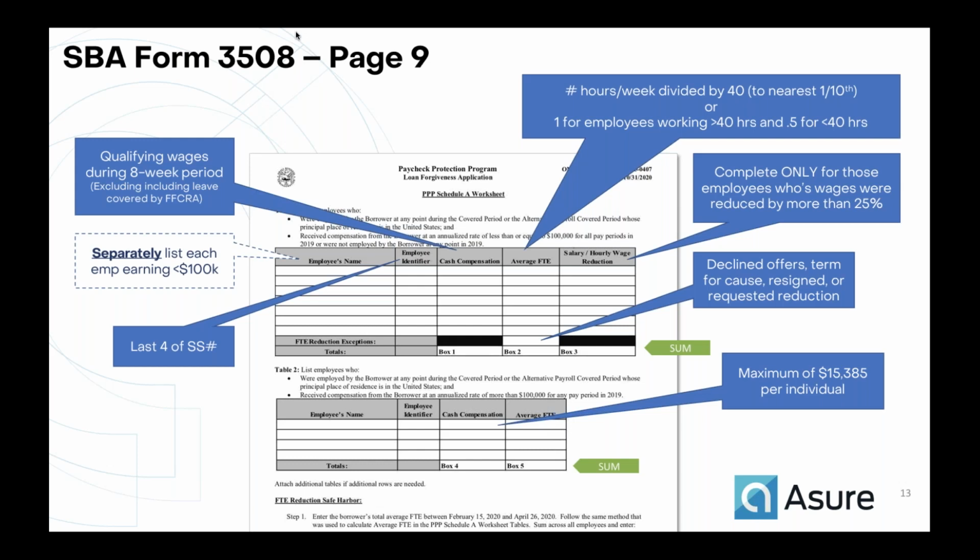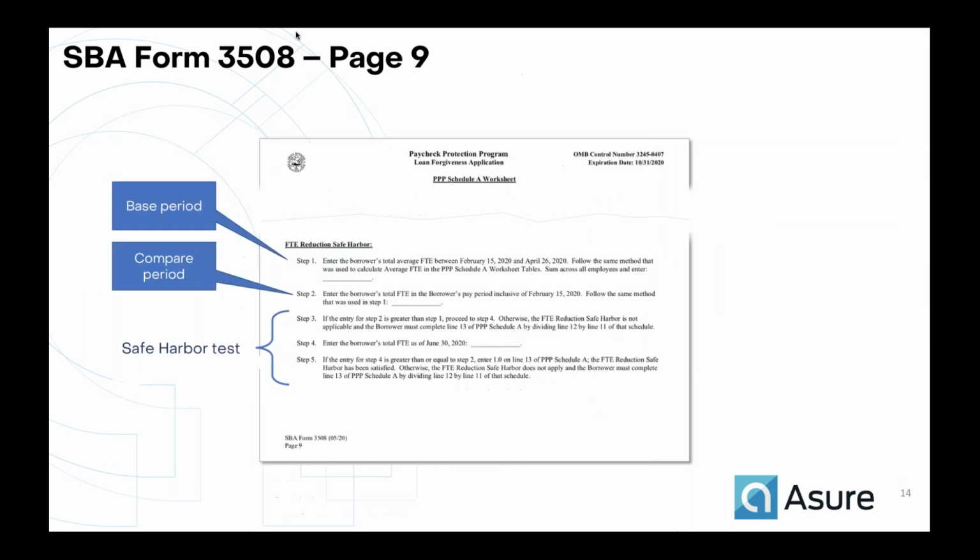So again, look back to the prior webinar if you want the definition for some of those qualifying expenses, but that's how you populate the form that is going to then drive some of the data that we come back to on page 6. So let's jump to the bottom half of page 9. So this is actually super simple. All we're doing here is comparing a base period to a compare period to see if we qualify for the safe harbor test.